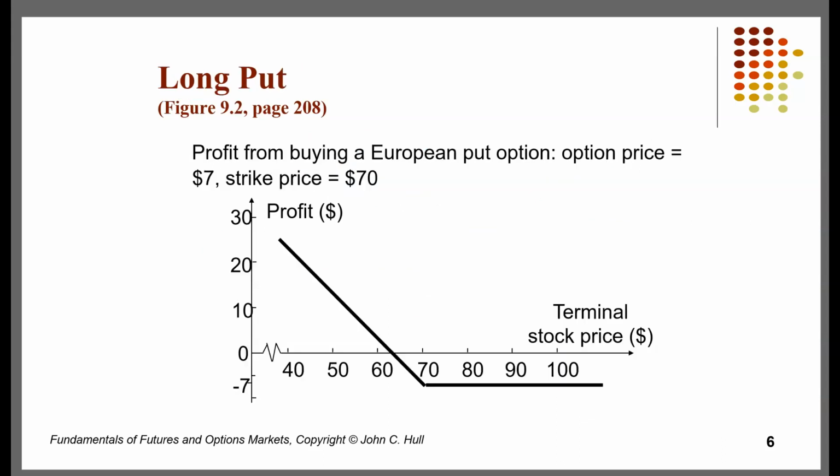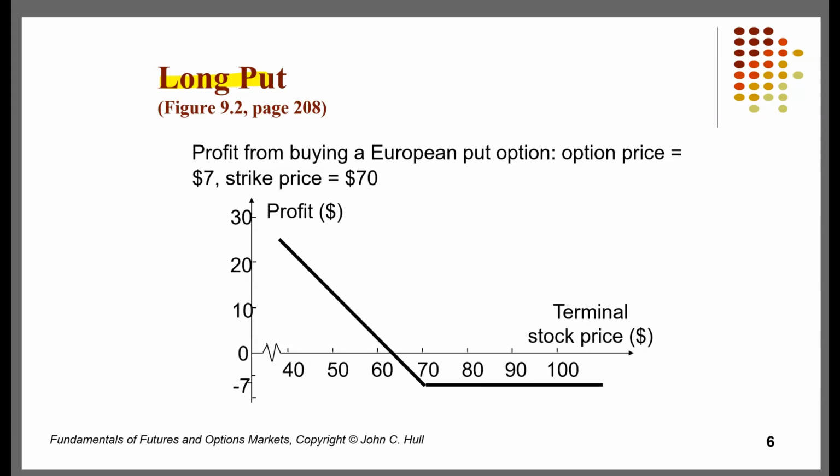Now, how about the long put? Well, if you remember what we said about the long put, it is a position that allows us to sell the underlying to the short put at some point in the future. Why would we sell the underlying? Well, we would consider selling the underlying if its value is decreasing. So we can think of a long put as an insurance policy.